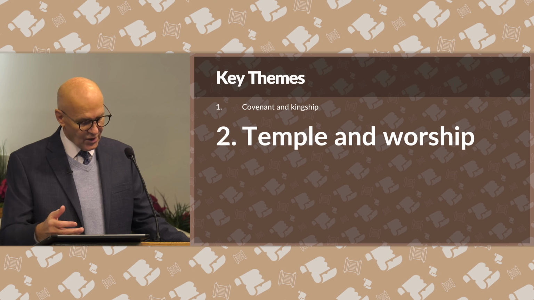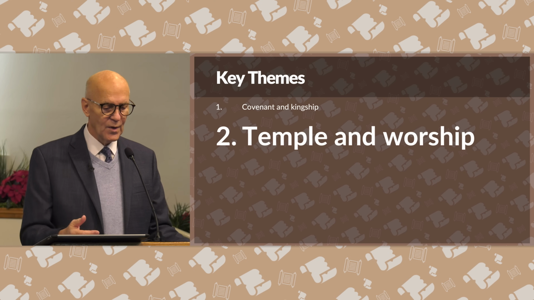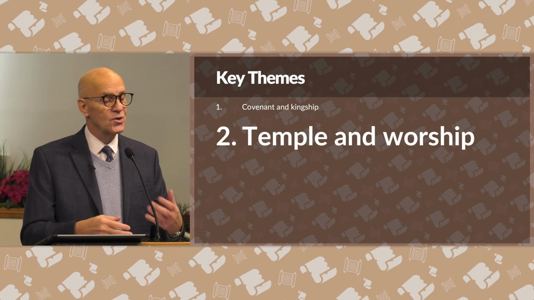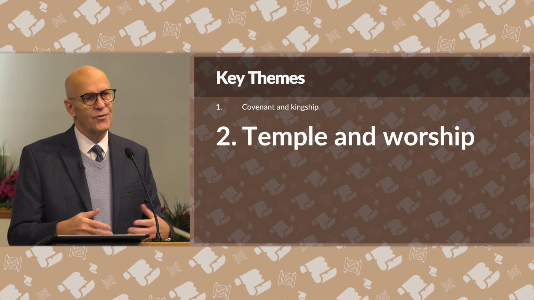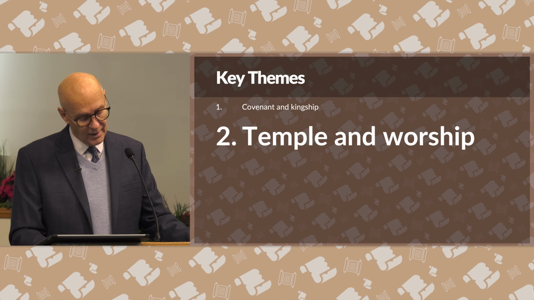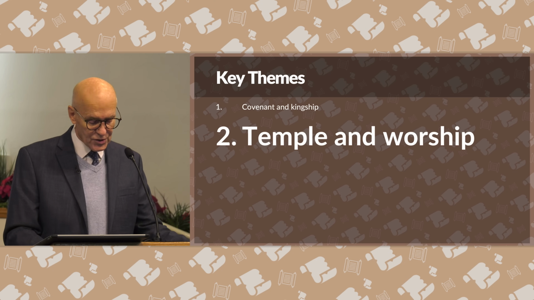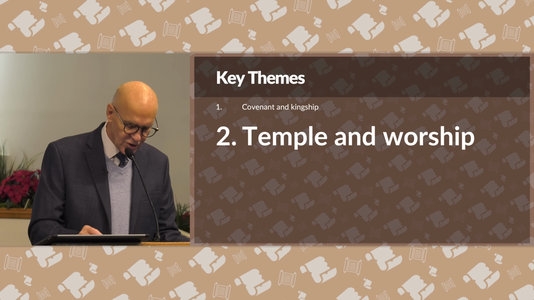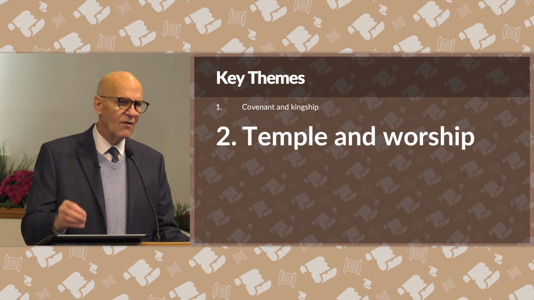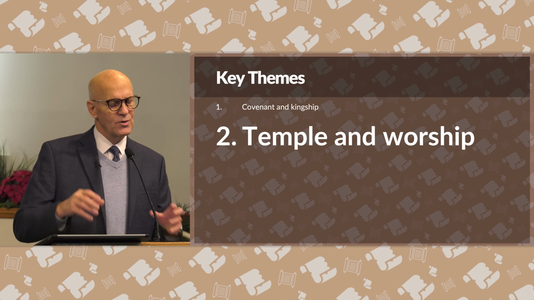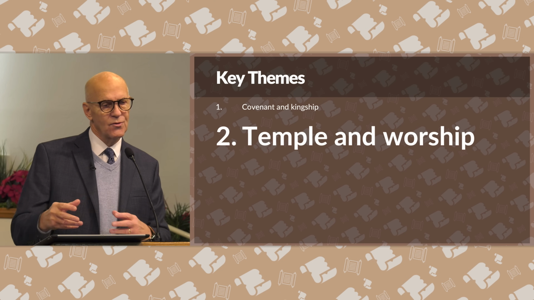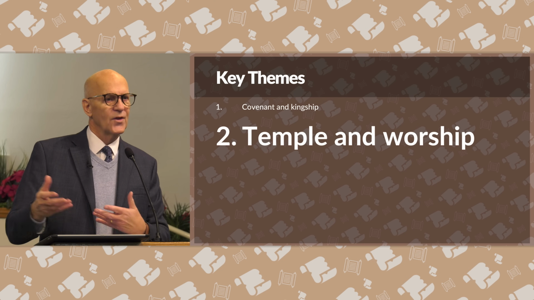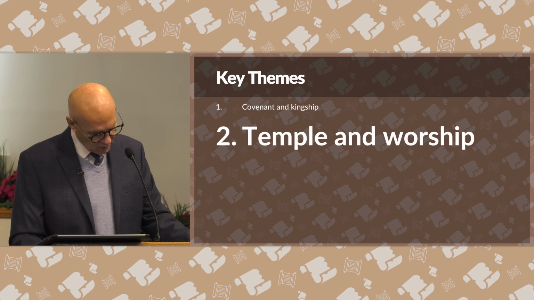And that covenant relationship was worked out, if you wish, through worship, through the practice of worship at the temple. So the central role of the temple reflects the importance of worship in maintaining the covenant relationship. It was the primary way that they demonstrated their fidelity to the covenant that they had with God.